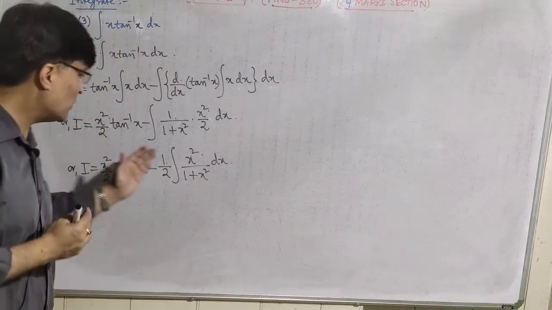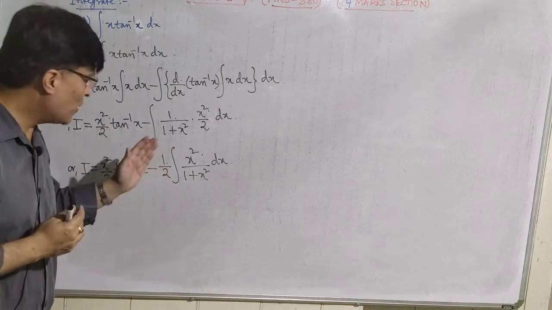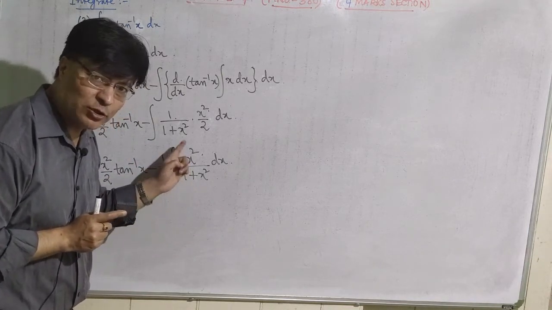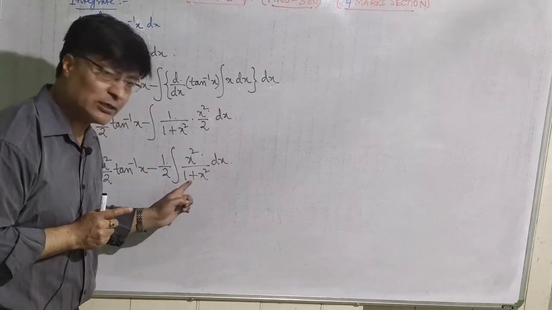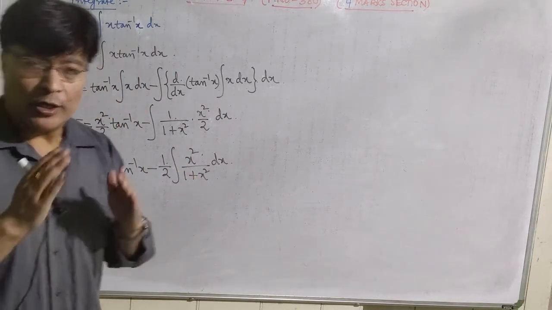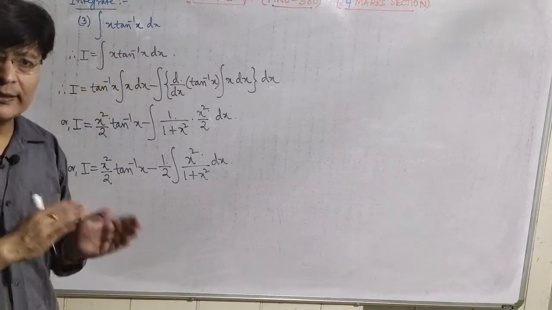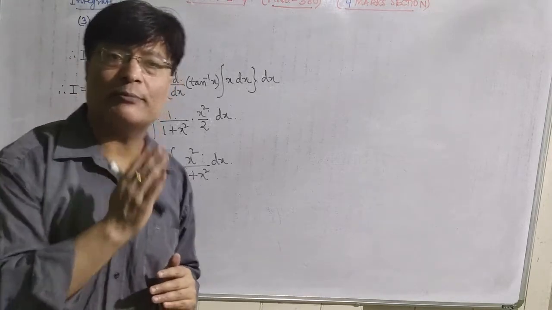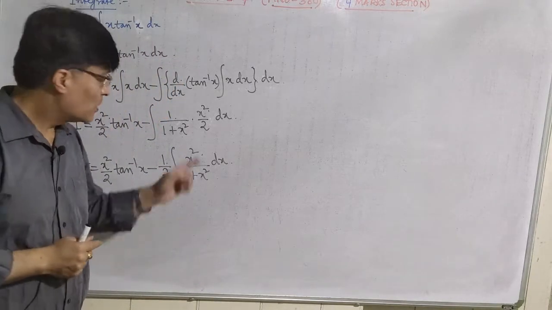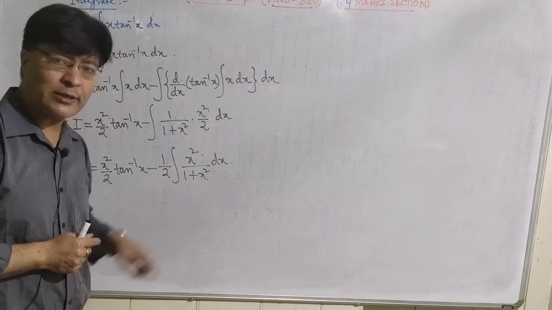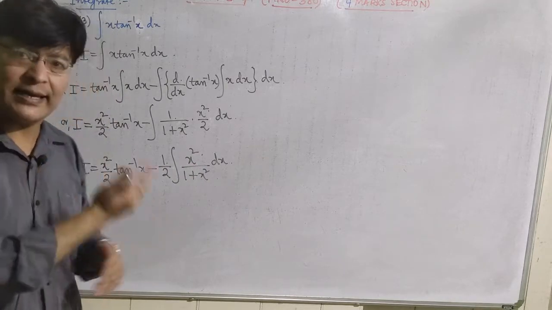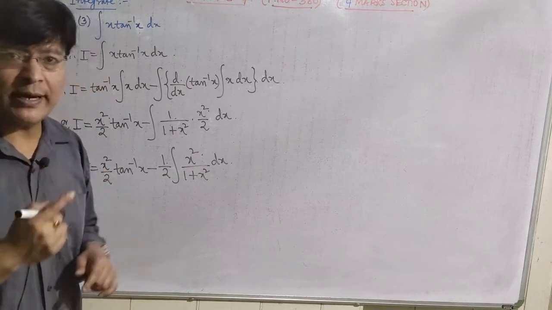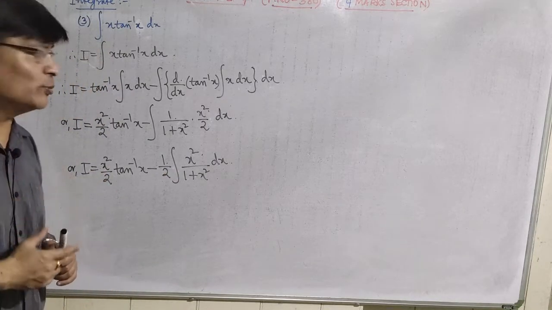So now again you have to evaluate this integration. We have done it in the previous chapter. What is the highest power of x in the numerator? That is 2. And in the denominator also the highest power of x is 2. If the highest power of x in both the numerator and the denominator are same, whatever is there in the denominator, you have to write it in the numerator. That is, 1 plus x square is in the denominator, we will write 1 plus x square in the numerator.